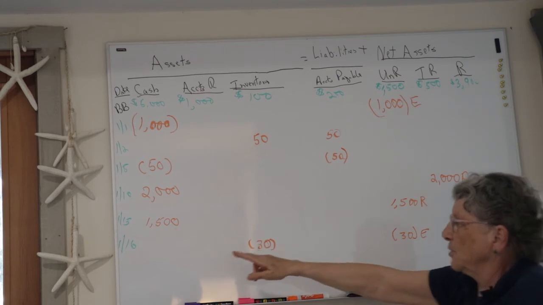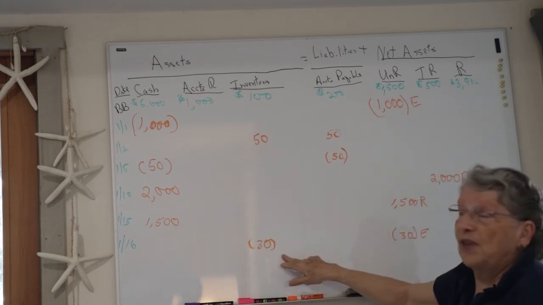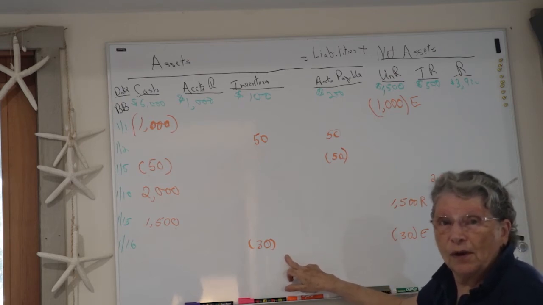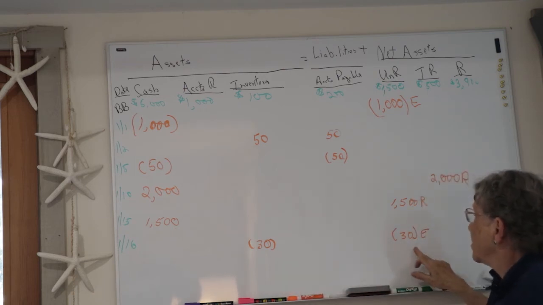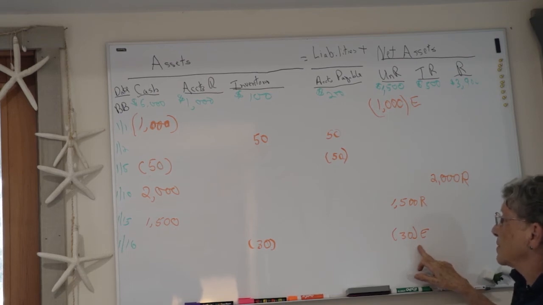Then we come to January 16th, where we decide to use that inventory. So they use up $30 worth of inventory. And when they use up that $30 worth of inventory, that becomes an expense. So it's over here in unrestricted $30.